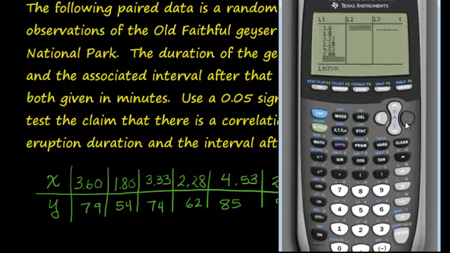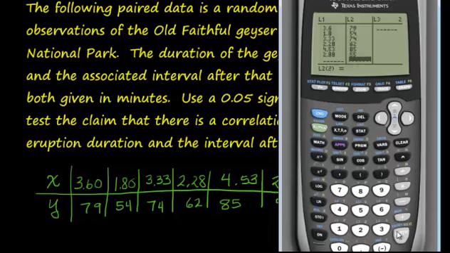In list 2, we'll put the associated Y values. So the Y value that's paired with 3.6 is 79, with 1.8 is 54, and 74, 62, 85, and 55.